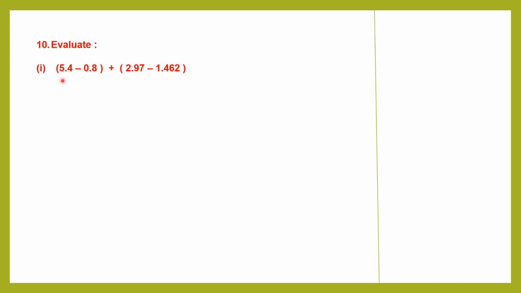Question 10. Evaluate. First one. Here we have 5.4 minus 0.8 within brackets plus 2.97 minus 1.462 within brackets. So first we're going to work out what's within brackets. So let's do that. 5.4 minus 0.8. So let's subtract this. 4 is smaller than 8. So we're going to borrow from here. So this becomes 14. 14 minus 8 is 6. And put the point and then we write 4. So this is 4.6. So we can write that here. 4.6 plus. Now we're going to work out this.